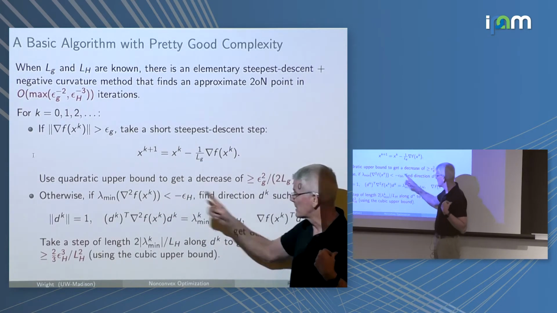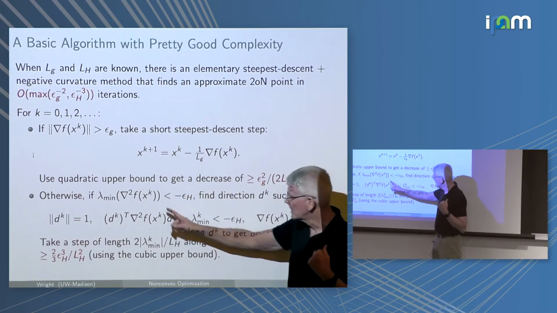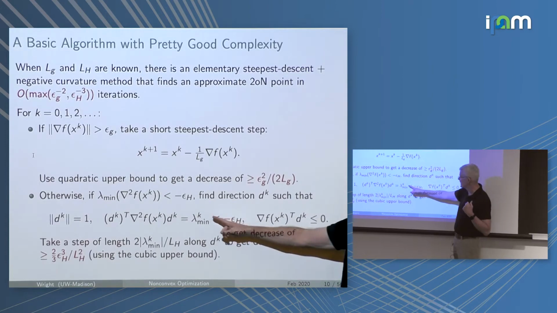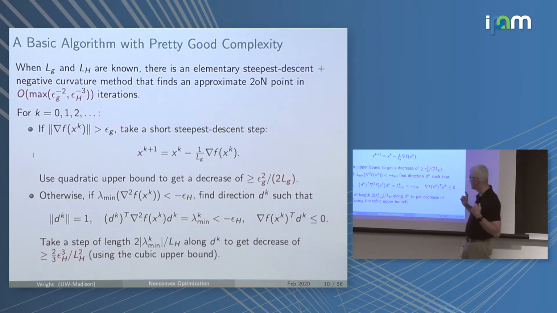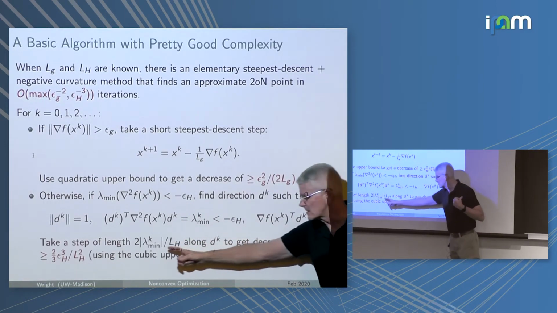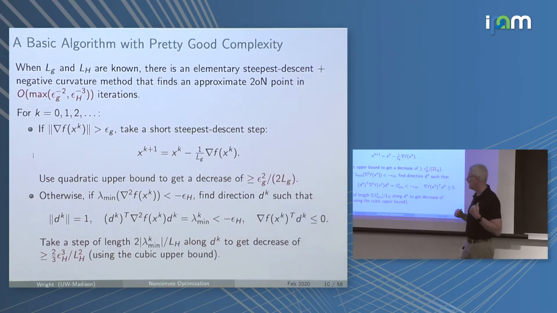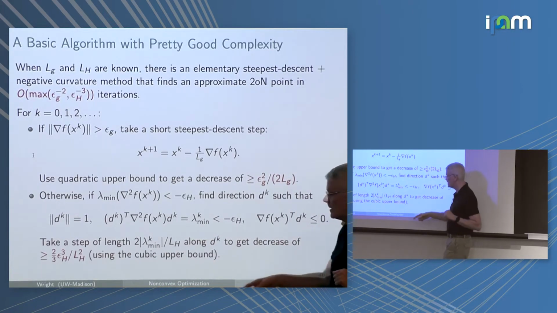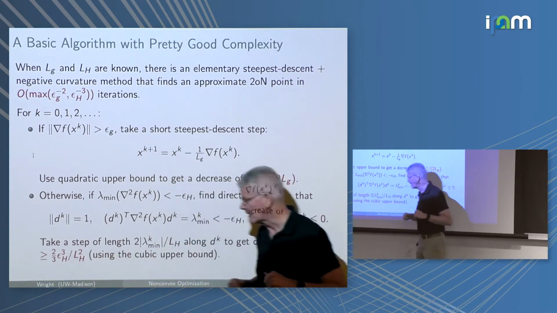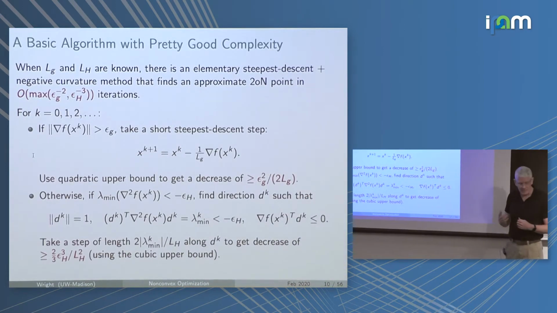If it's less than minus epsilon h, let's take a step in this direction dk, that is the direction that achieves the most negative eigenvalue, and take a step of that length. Again, by using the cubic upper bound, you can show that you achieve that much decrease in the function, related to epsilon h cubed.